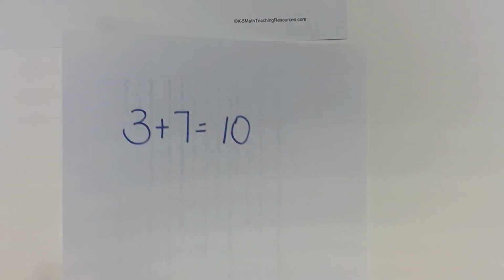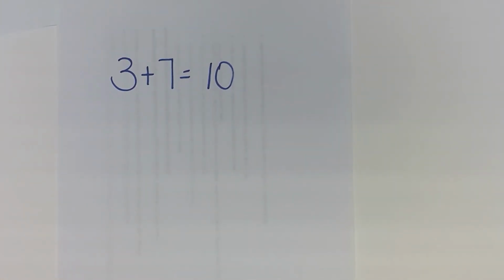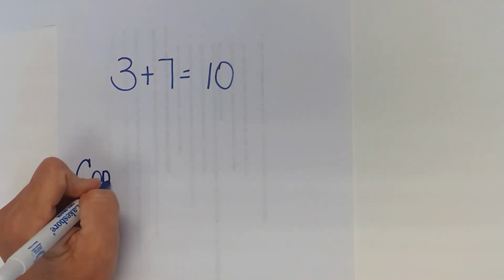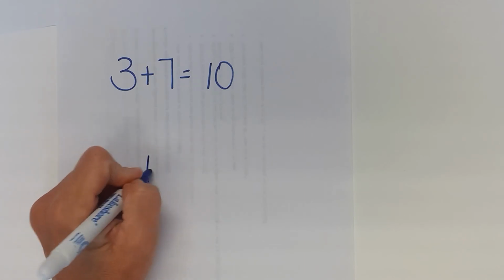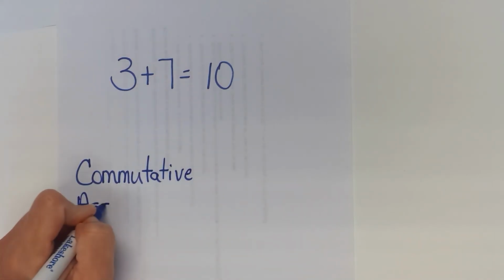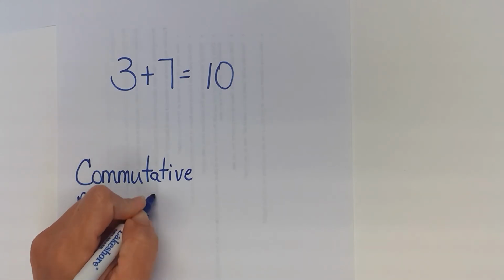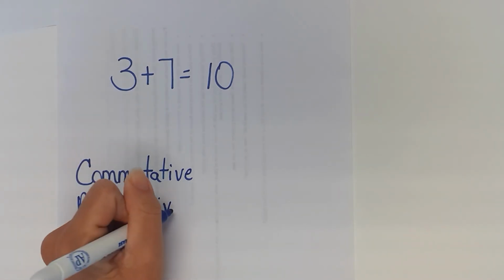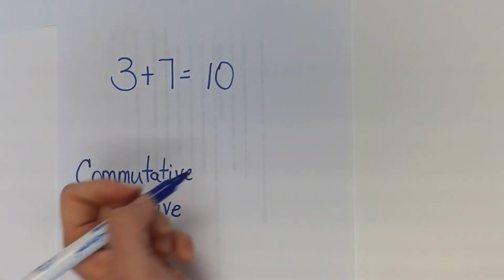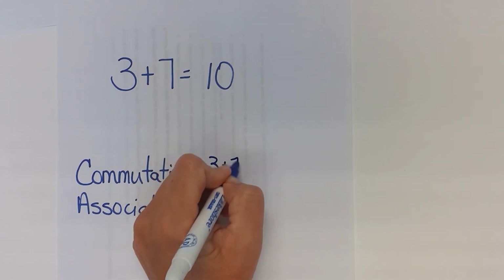The last part that we're going to just look at or talk about very briefly are the properties of operations. As teachers, we need to be very familiar with the commutative property and the associative property. Students do not need to know these two terms, but they need to be familiar with what these properties do.